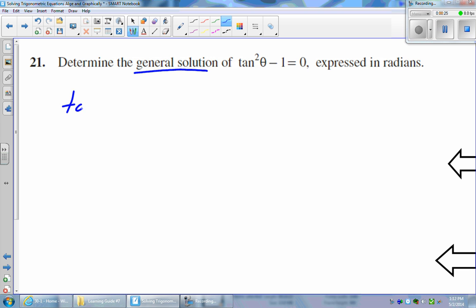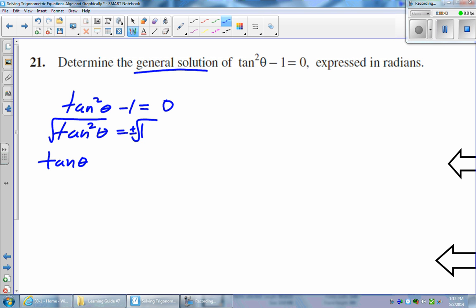So first thing I want to do here is actually isolate the tan theta ratio. So to do that, I'm going to bring that 1 over. So I get tan squared theta is equal to positive 1. And then to get rid of the square, we go ahead and take the square root of both sides, but we have to consider both a positive and negative case. So therefore, we actually have two equations here: tan theta is equal to positive 1 and tan theta is equal to negative 1.